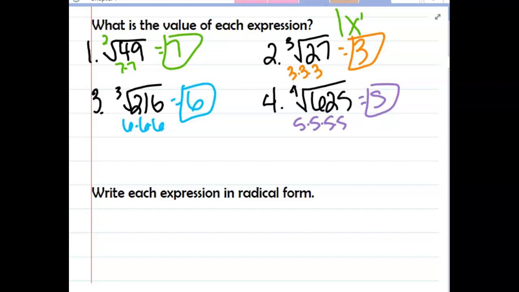So that's one thing you'll be doing on your homework today. Like I said, if you understand what the root means, what the index means, then it's kind of just that you're guessing and checking. Okay? Now, the other ones is where you're going to be going back and forth from rational exponents to radicals, or from radicals back to rational exponents.